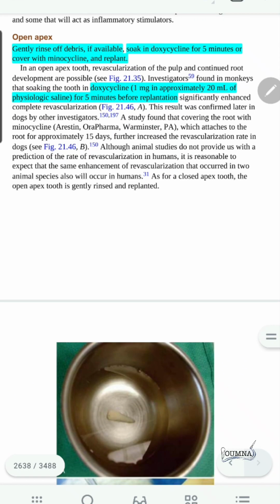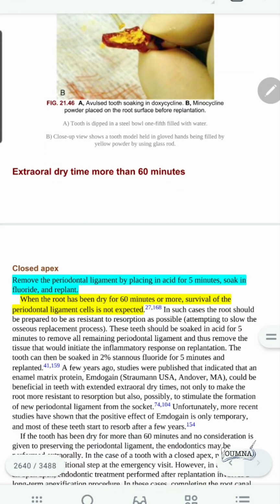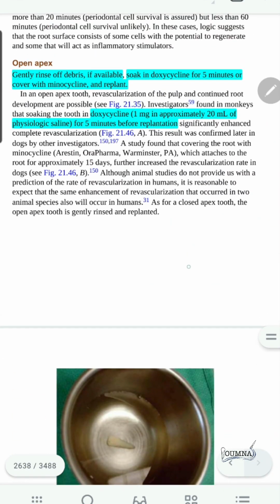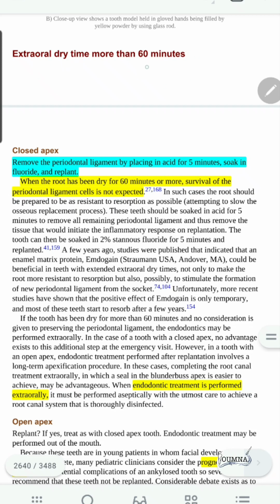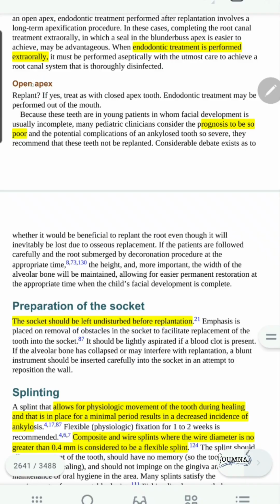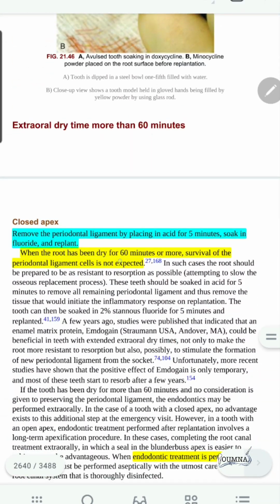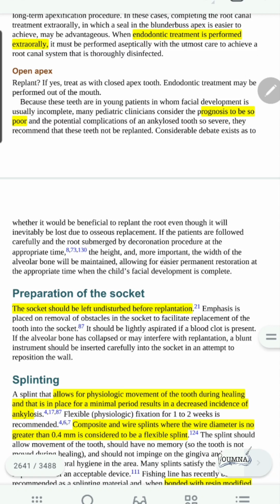As for an open apex, we soak it with doxycycline for 5 minutes or cover it with minocycline powder, and we do the replantation, and the prognosis is really good for the open apex. Now, if the extraoral dry time is more than 60 minutes, for a closed apex, we remove the periodontal ligament because it is dead now by placing the tooth in an acid for 5 minutes, soak it in fluoride, and we replant it. We can do the endo treatment extraorally. As for the open apex that exceeded the 60-minute range, the prognosis is poor, and some physicians do not recommend that we do the replantation.